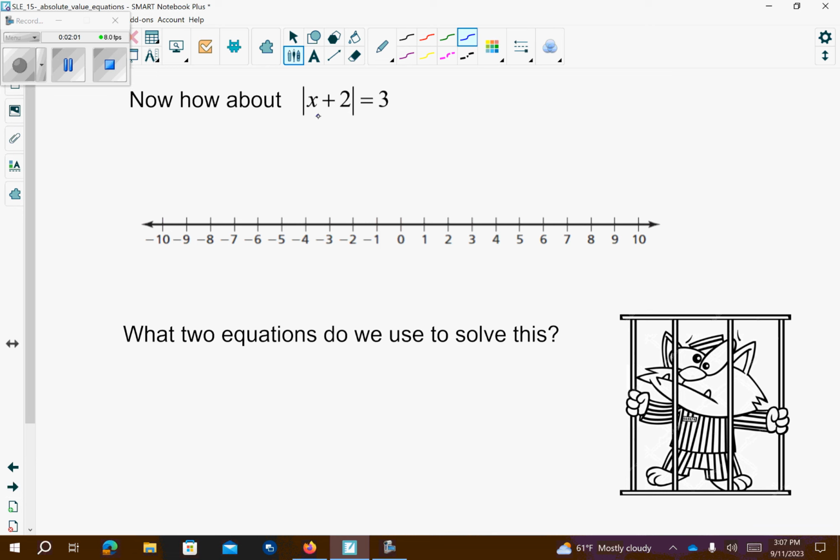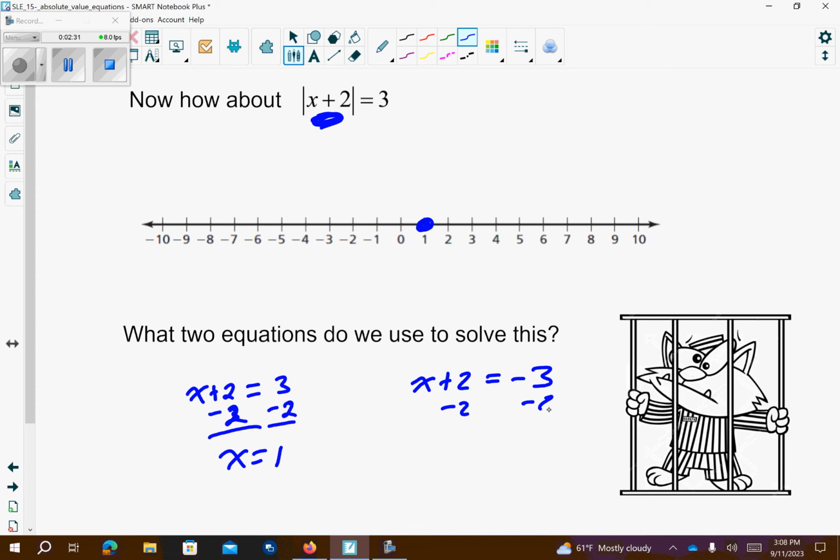So we think about this. Okay, so let's think about what this is. What numbers could we plug in to actually get 3 out? So if I take my equation and I write it once without the absolute value, but I also realize I can make this a negative. So if I subtract 2 and subtract 2, I get x equals 1. Subtract 2, x equals negative 5.